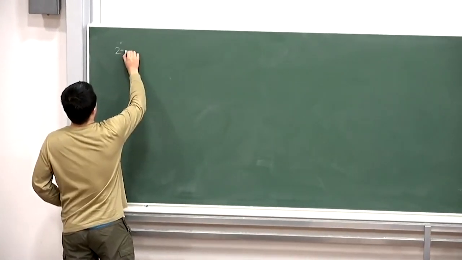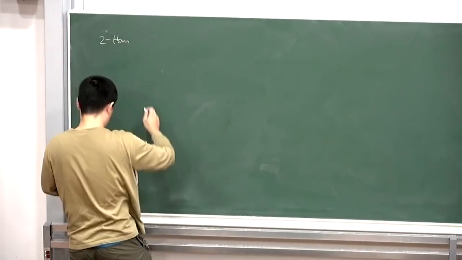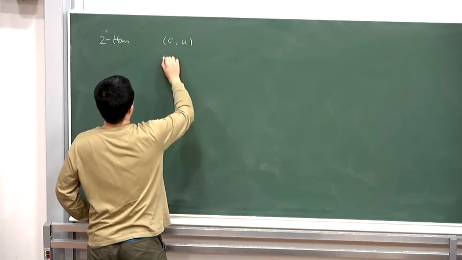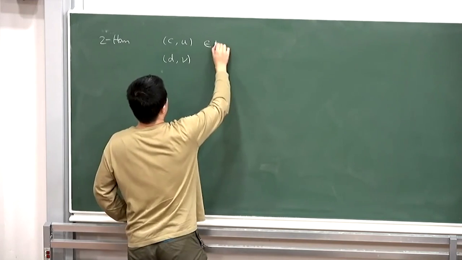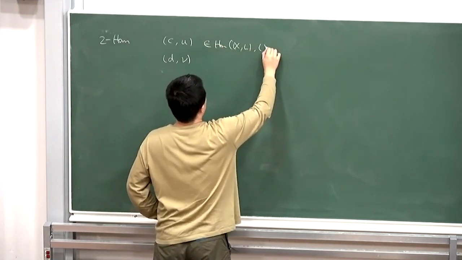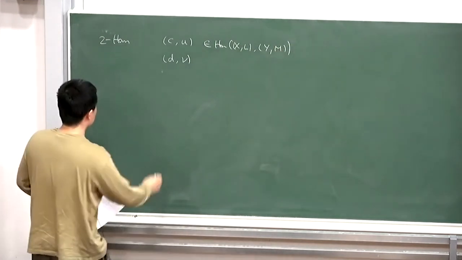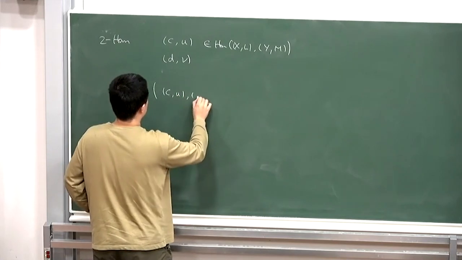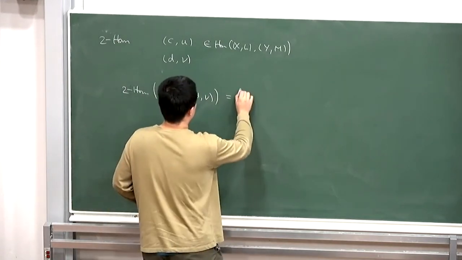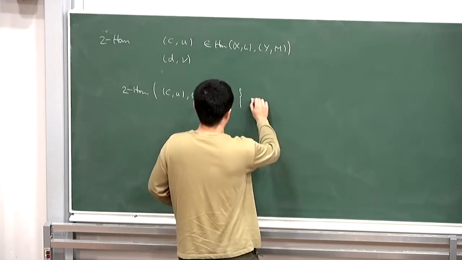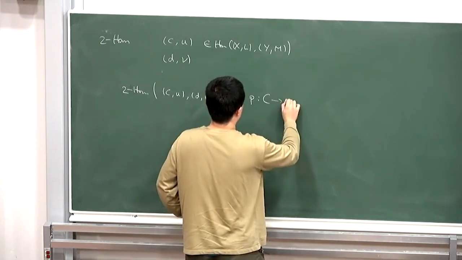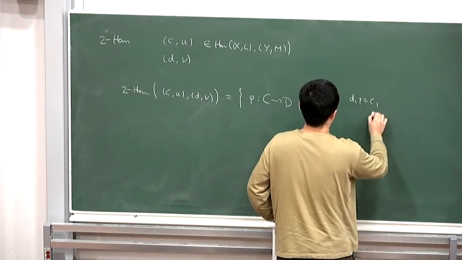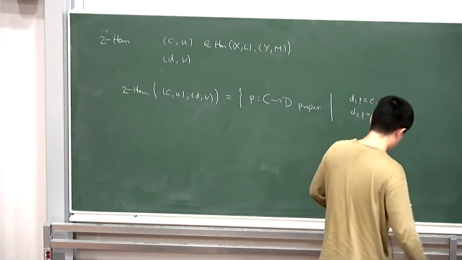And you can even define the two-morphisms. So if you have two things, (C, U) and (D, V), which are Homs from (X, L) to (Y, M). And then you define the two-Hom from (C, U) to (D, V) to be the morphism P from C to D, which is proper, such that you have D1 P equals C1 and D2 P equals C2, and such that you have a commutative diagram like this.